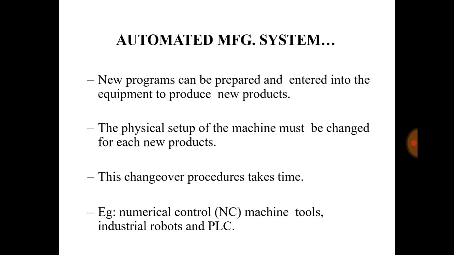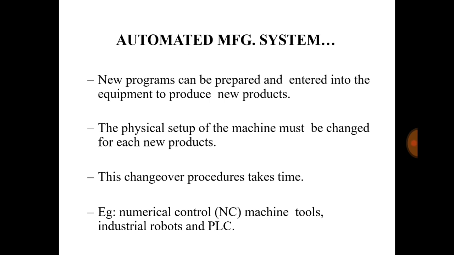The examples of programmable automation are numerically controlled machine tools, industrial robots, and PLC, that is programmable logic controller. So the examples are the CNC machine and industrial robots. As the application changes, you can change the gripper of your robot. Suppose you are using the robot for a welding purpose. Now you want to use the same robot for spray painting.